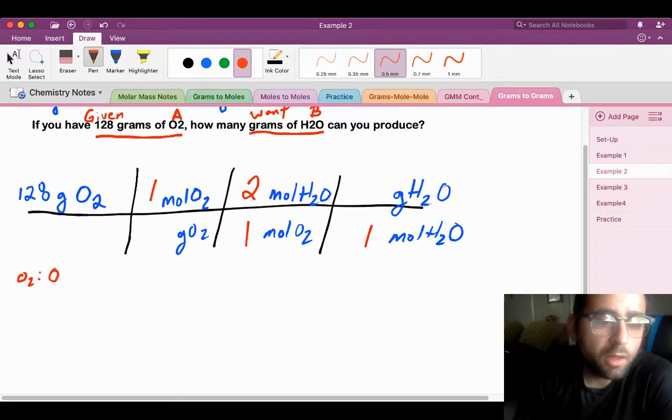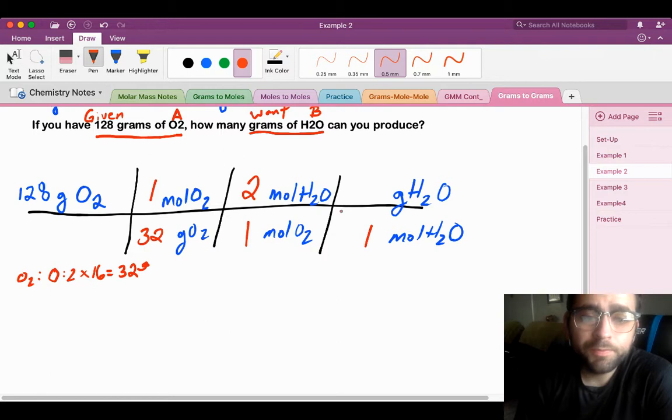O2 is oxygen, right? I have 2 oxygens. The mass of each one is 16, so the total mass of O2 is 32. So 32 goes right here. So 32 grams of O2.